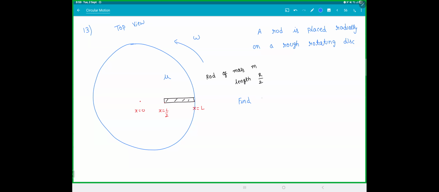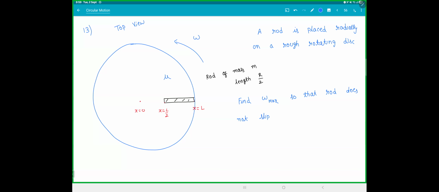So the question is, find omega maximum so that the rod does not slip. If you remember, I gave an example with a coin. We are doing it with a rod now. What is the maximum speed you can rotate this disc so that the rod does not slip outside?